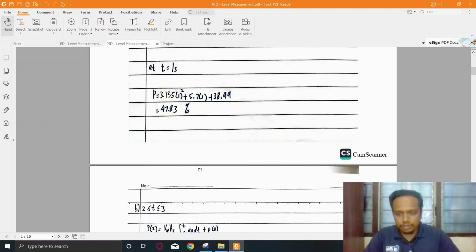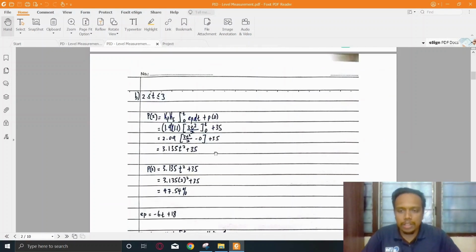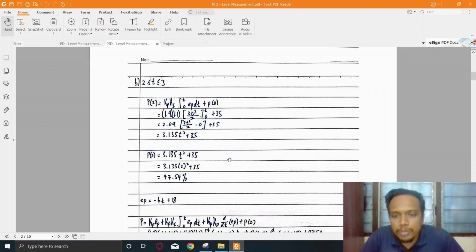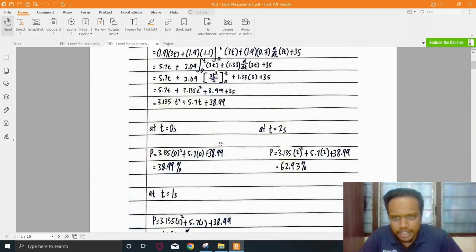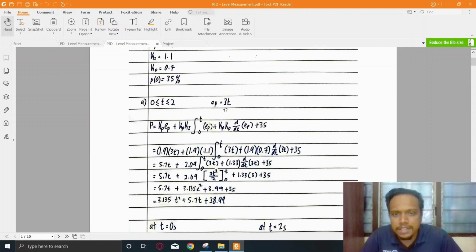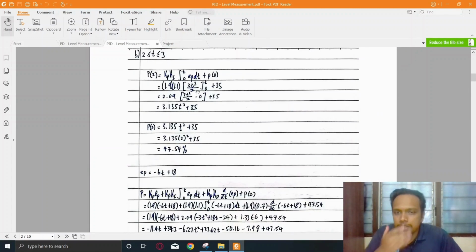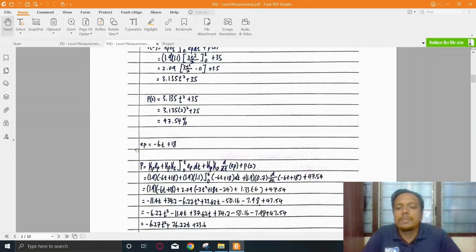You repeat the process until the end. But there's extra stuff here. You have to find P2 before the previous P. The EP you use in this equation here is from the previous one. Like here, you can see that the EP is 3t, so we substitute 3t into here. Then you'll find this 47.554%.